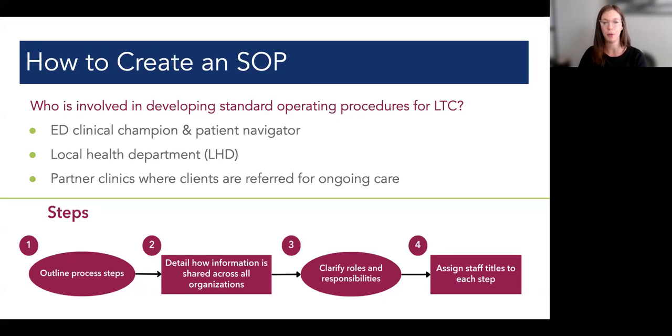Once you've identified who will be involved in drafting the document, set up a meeting to begin outlining your linkage to care process steps. Be sure to include details on how information will be shared across all of the organizations involved in linkage to care. And importantly, it's essential to also clarify roles and responsibilities and assign staff titles to each step of the process within your SOP document so that folks know who's responsible for which parts of the process.